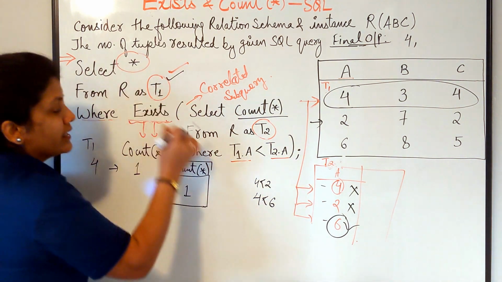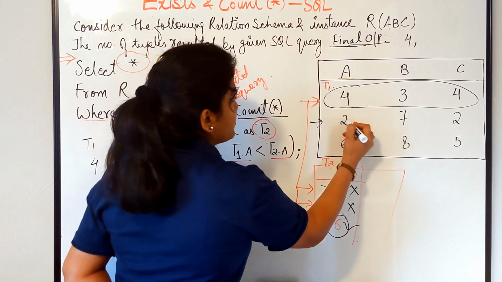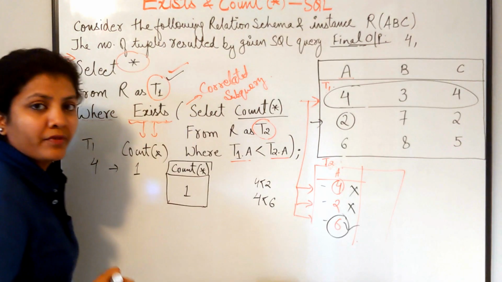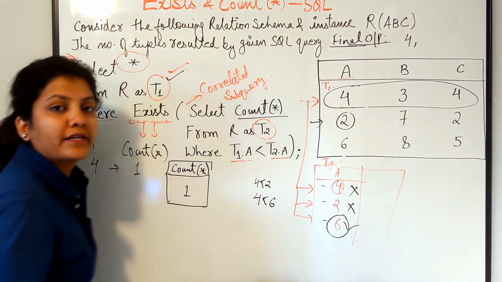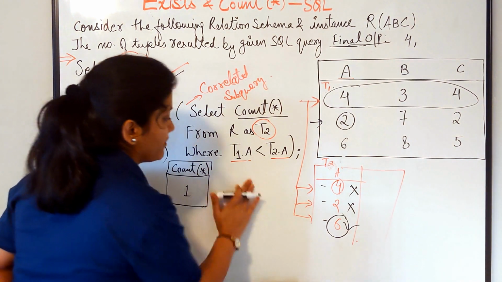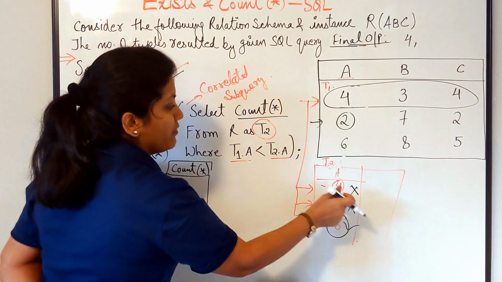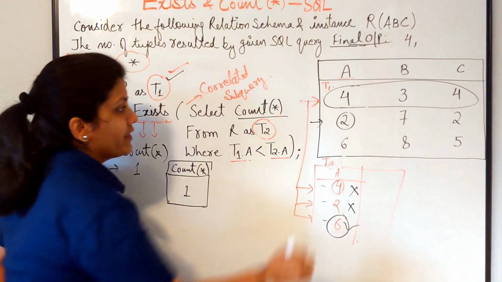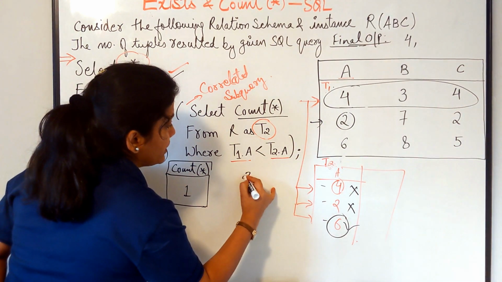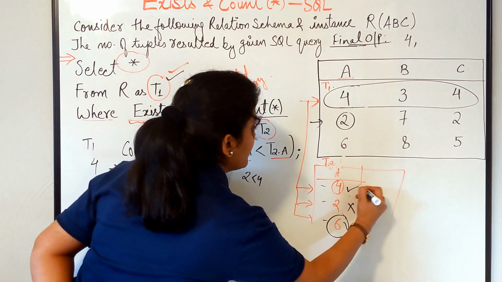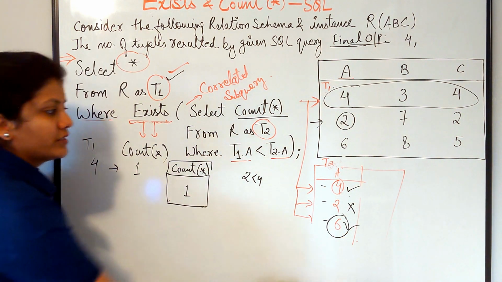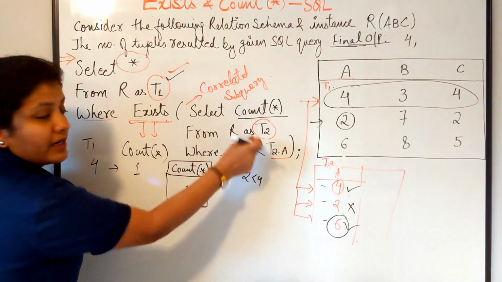So right now T1.A is pointing to 2. But again T2 will have all three values to get compared. So again, for that value of 2 we will check it with everything. We have to check 2 with 4. Is 2 less than 4? Yes. True. So this tuple will be selected for this inner query.